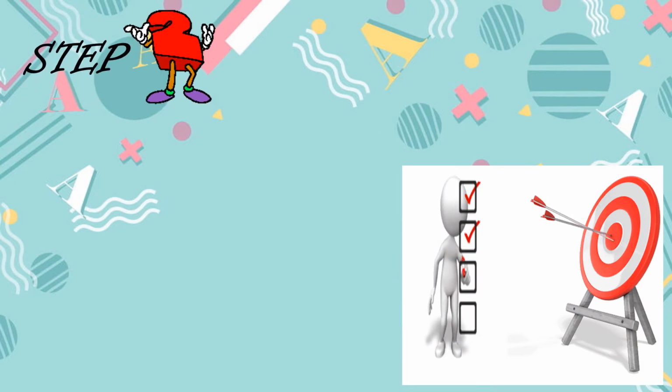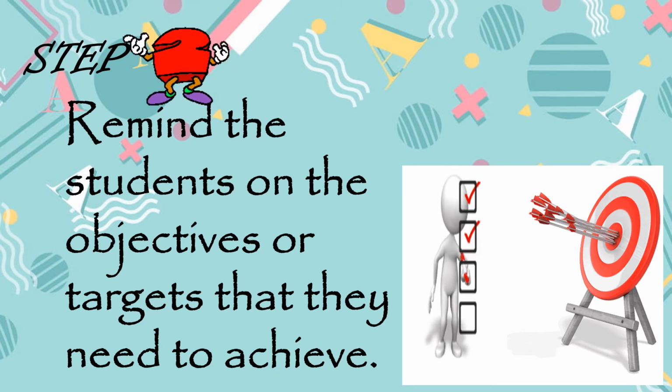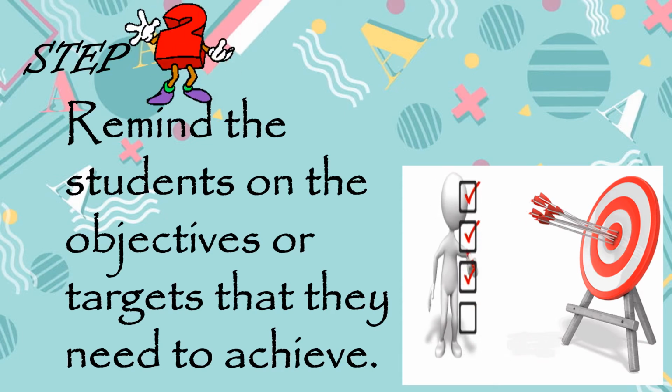Step 2. Remind the students of the objectives or targets that they need to achieve. This is when rubrics become a useful tool. A rubric is an instrument to communicate expectations for an assessment. Effective rubrics provide students with very specific information about their performance, comparative to an established range of standards. For younger students, try highlighting rubric items that the student is meeting.